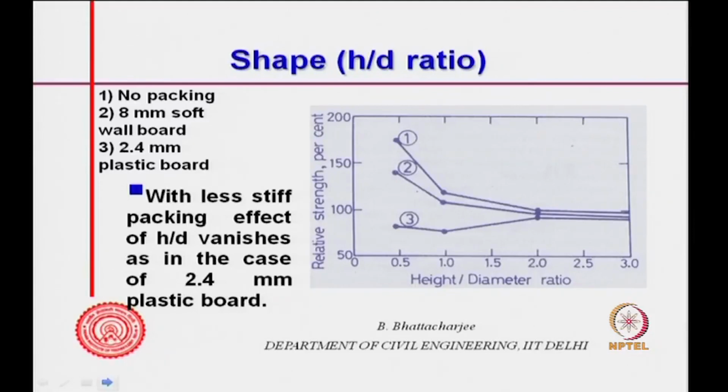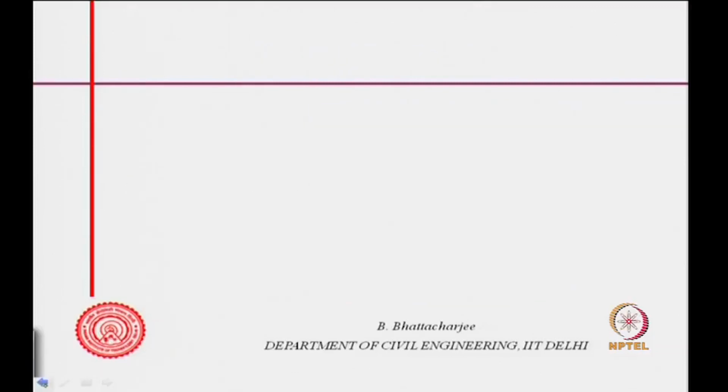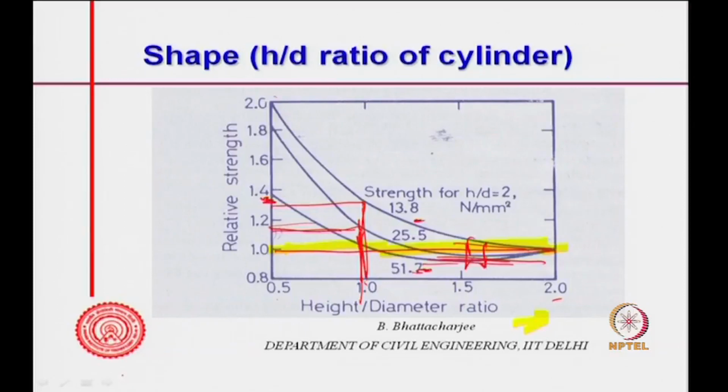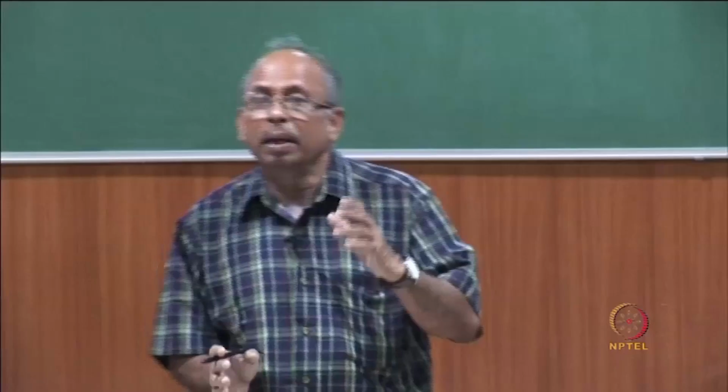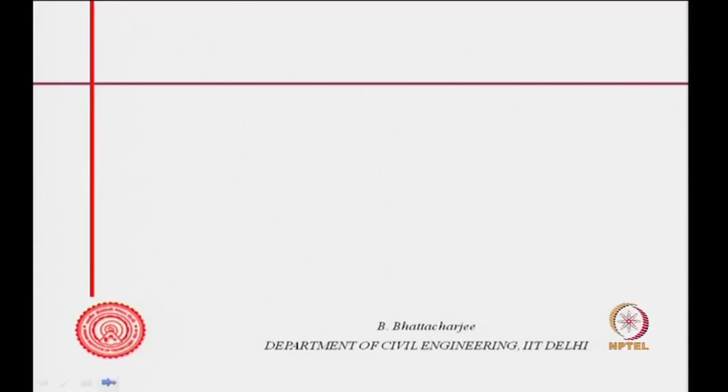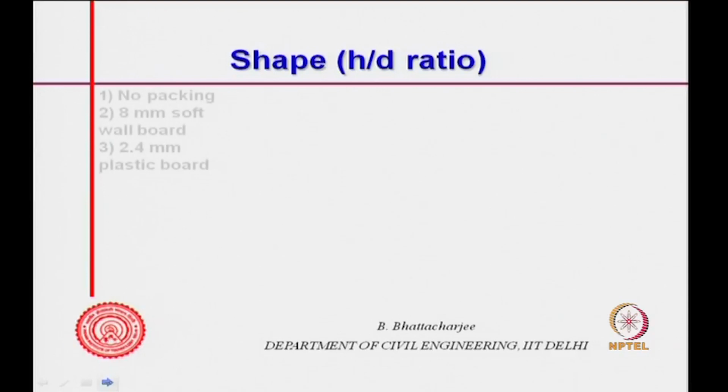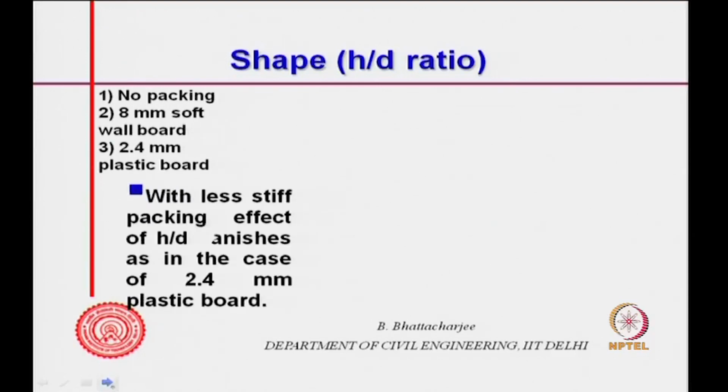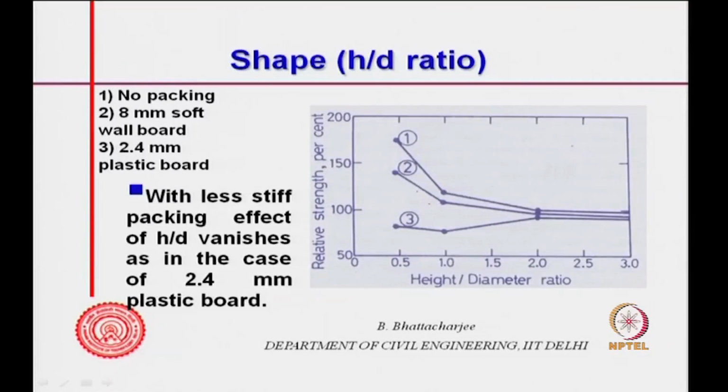Similarly, if you have a situation where you have put in some packing. Earlier this was related to H by D ratio, we have changed. So, we have said that if the H by D ratio is high, platen effect reduces, and therefore, strength tends to become similar. Now, if I put some packing, same aspects of capping actually, first case is no packing, second case is 8 millimeter soft board, and this is 2.4 millimeter plastic board, all right.